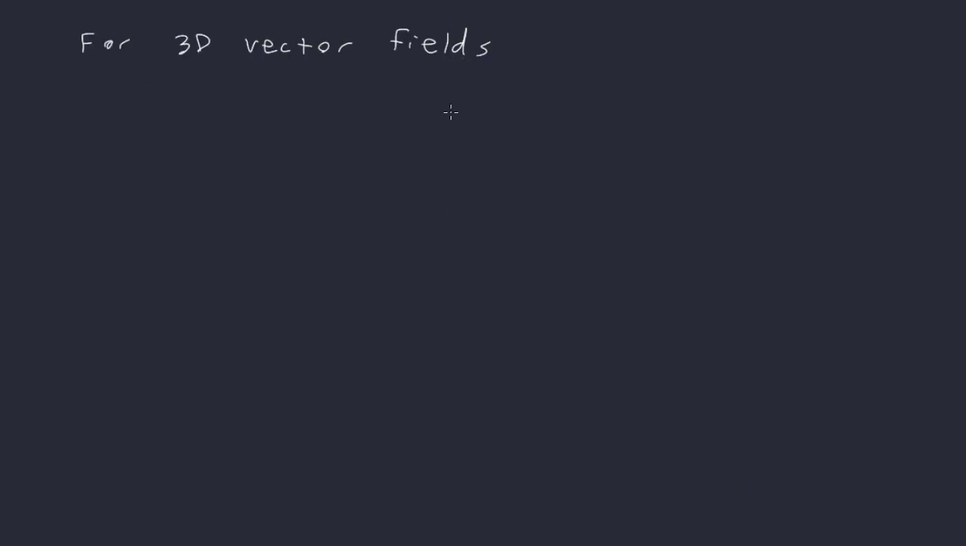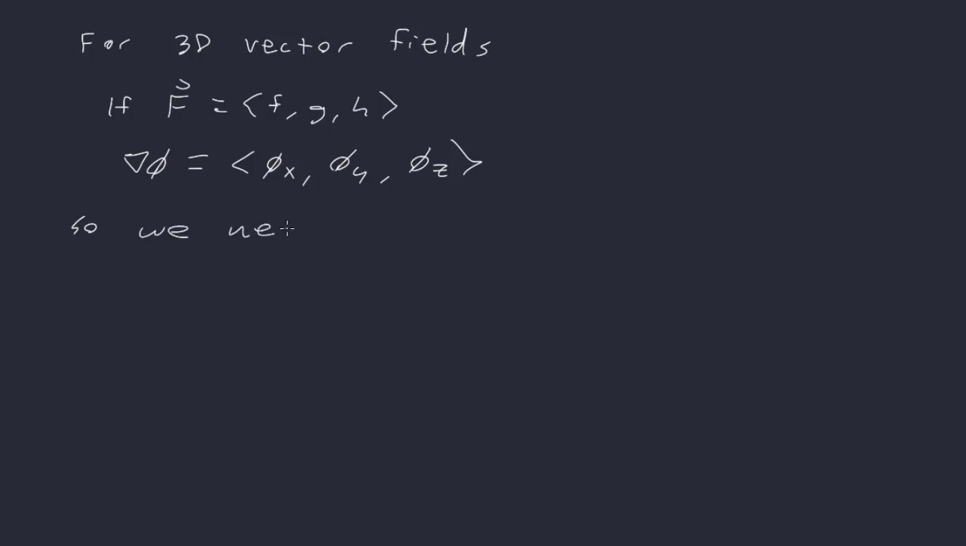Okay, for 3D vector fields, we do pretty much exactly the same. We just have more things to check, right? Because if capital F is equal to little f, little g, and little h, then that means we have a gradient in terms of phi sub x, phi sub y, and phi sub z. So we need to check that all second partial derivatives match.